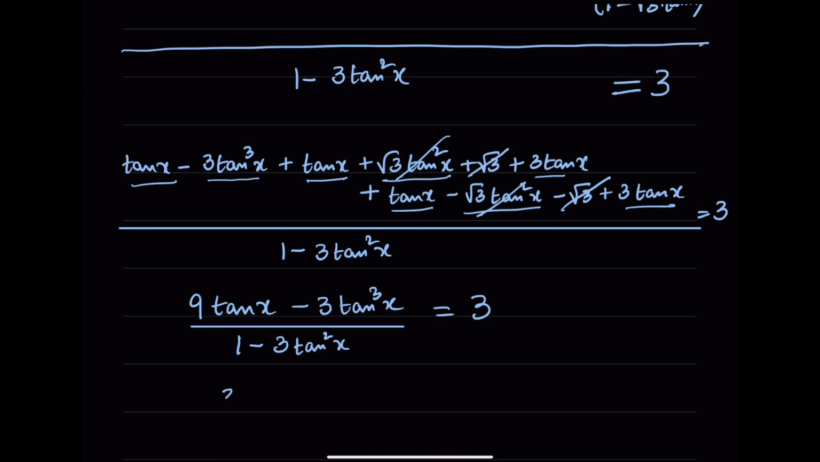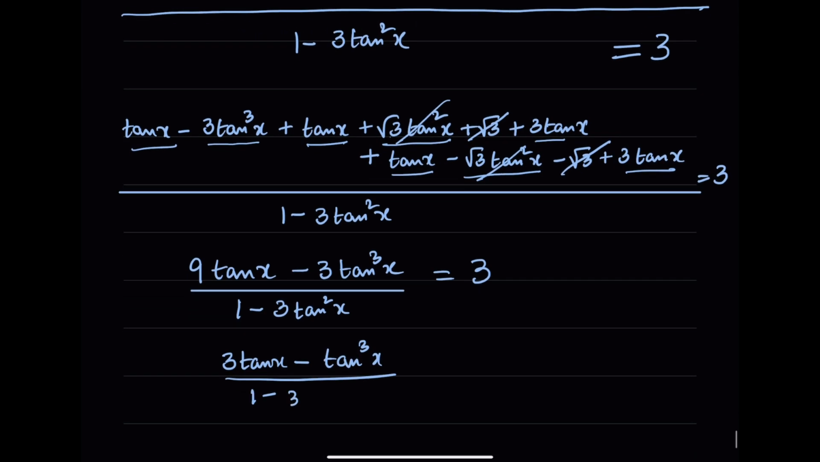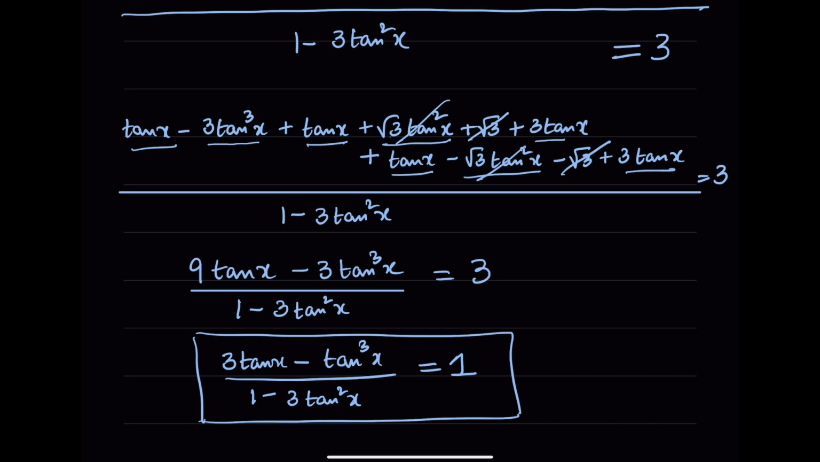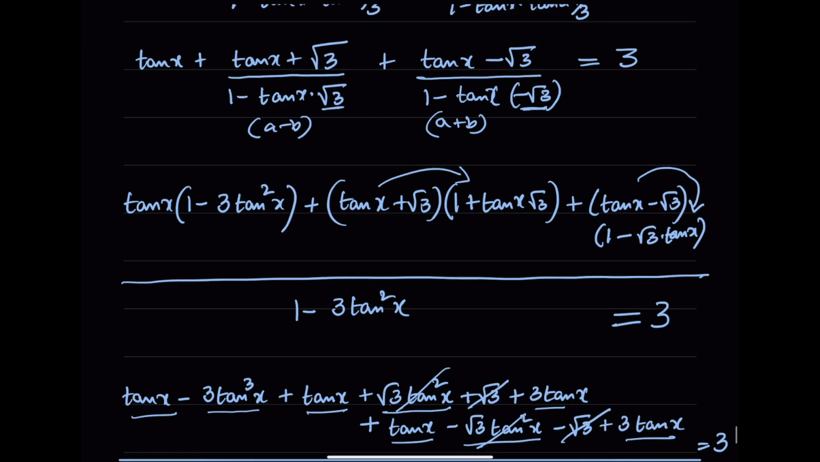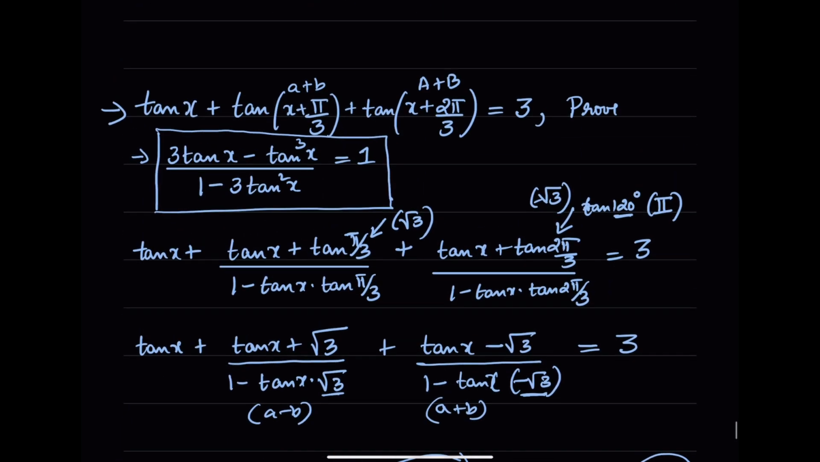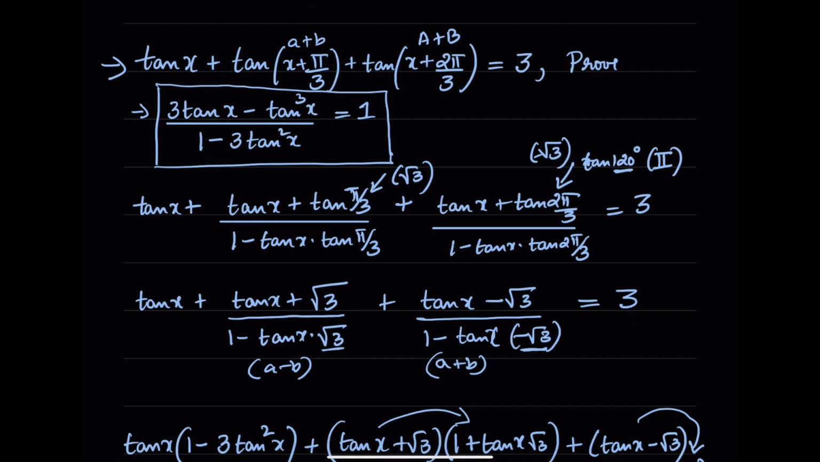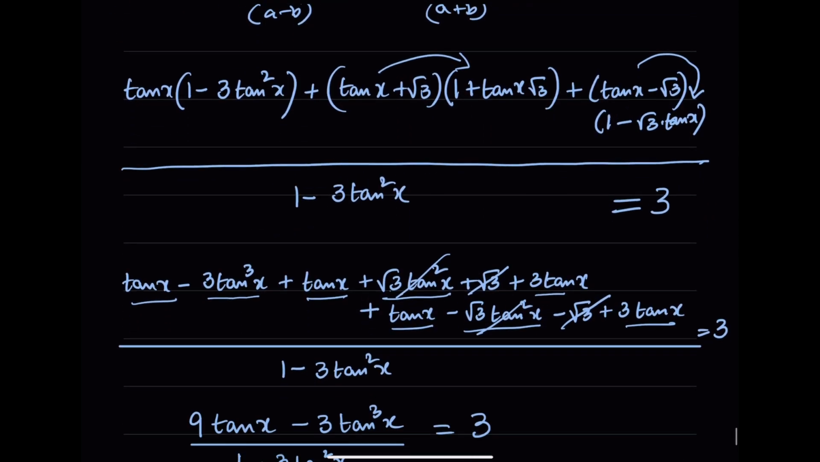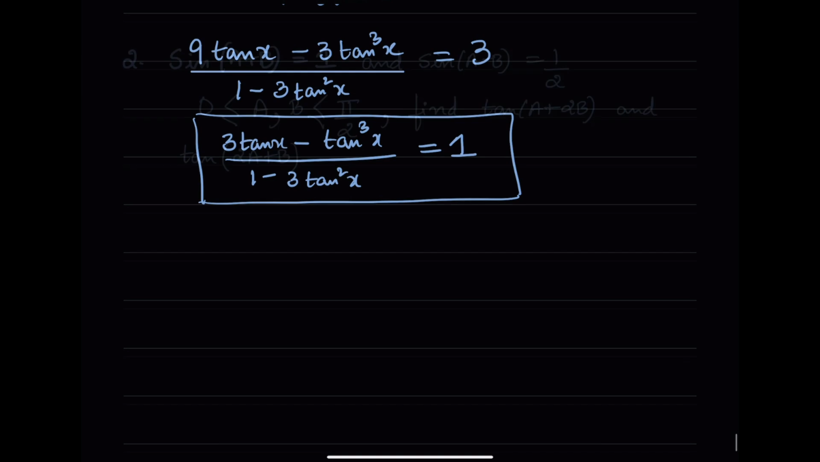So this would be 3 tan x minus tan cube x divided by 1 minus 3 tan square x is equal to 1. So this is how we can approach the first question. We are basically applying the sum formula of tangent here, tan of a plus b, and then it is all about solving the equation and basic algebra. So please try such questions. Let's try the second one now.